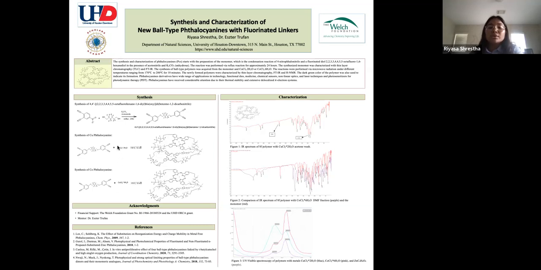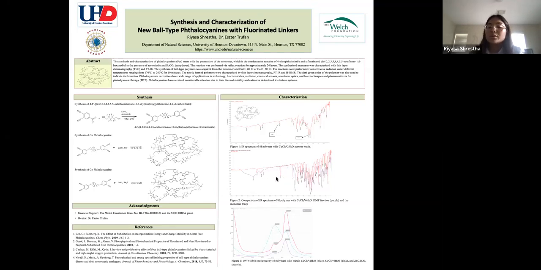The metals that I used were copper chloride and cobalt chloride. These reactions were done in a microwave reactor, and after I obtained them, they were very dark green in color. To characterize them, I used IR spectroscopy and UV-vis spectroscopy. Under characterization, figure 2 shows a comparison of the IR spectrum of the ball-type phthalocyanine that I got from cobalt chloride; the monomer is in red and the cobalt chloride is in purple.